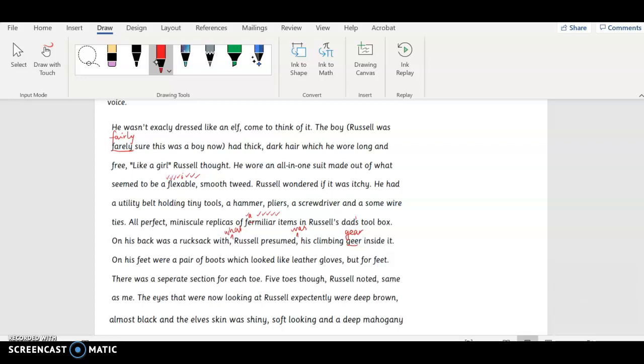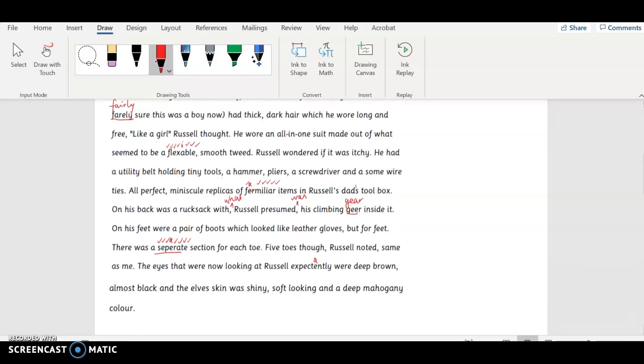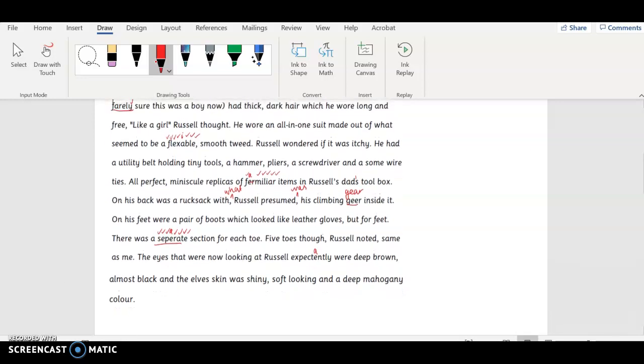On his feet were a pair of boots which looked like leather gloves but for feet. There was a separate, now separate looks correct, but this is something I always get wrong. It's AR, separate. Section for each toe, 5 toes, though, Russell noted, same as me. The eyes that were now looking at Russell expectantly were deep brown, almost black, and the elf skin was shiny, soft-looking, and a deep mahogany colour.